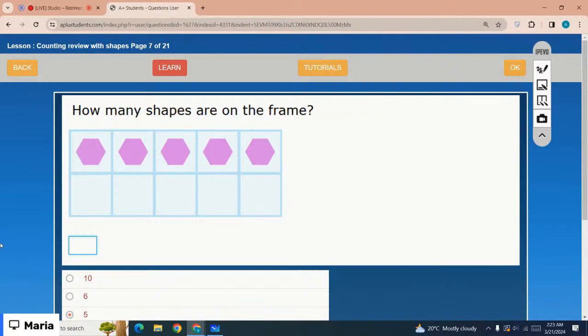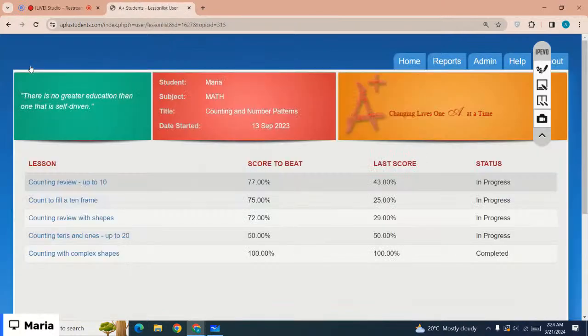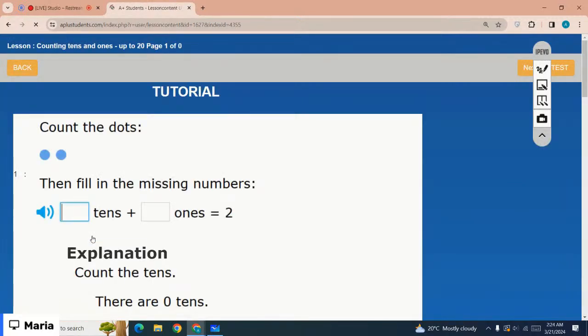Okay, you can complete the lesson by yourself later today. Let me just move on to the next lesson. Counting tens and ones up to 20. Count the dots. How many tens and how many ones?